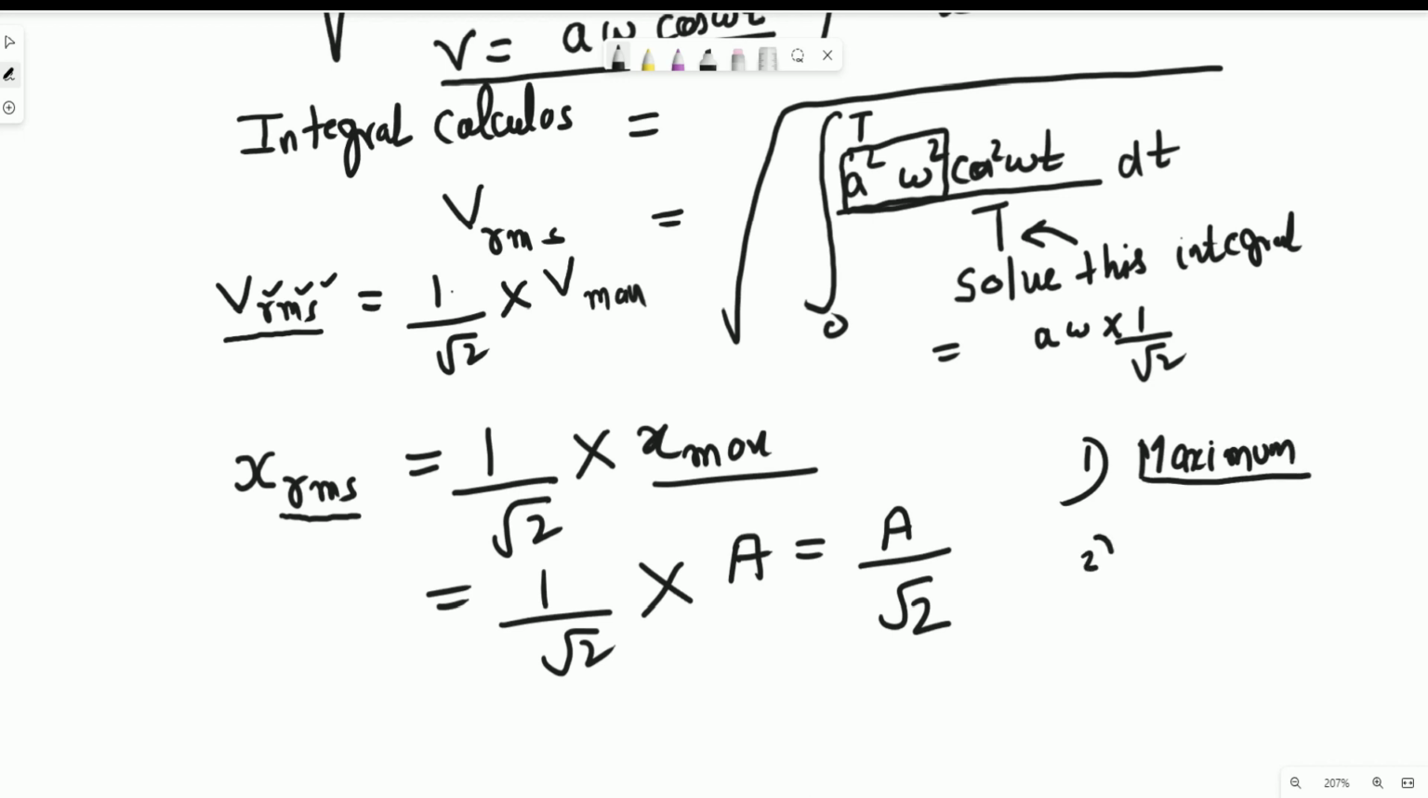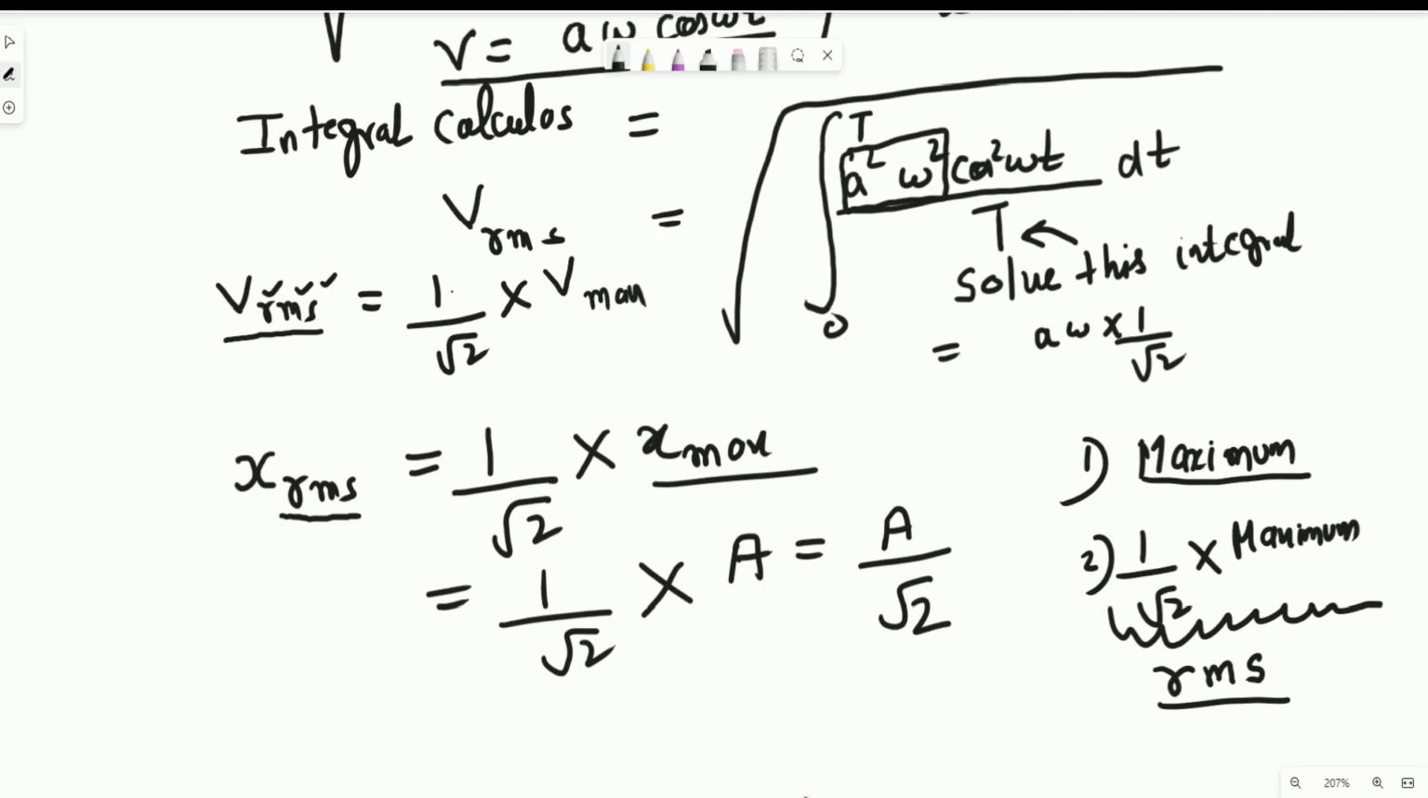Then you will multiply that maximum value by 1 by root 2 and you will get the answer, which is the RMS value. So you can find the root mean square of the acceleration also. Again, the maximum acceleration is given by omega square a. You divide it by root 2, you will get the root mean square value of a.